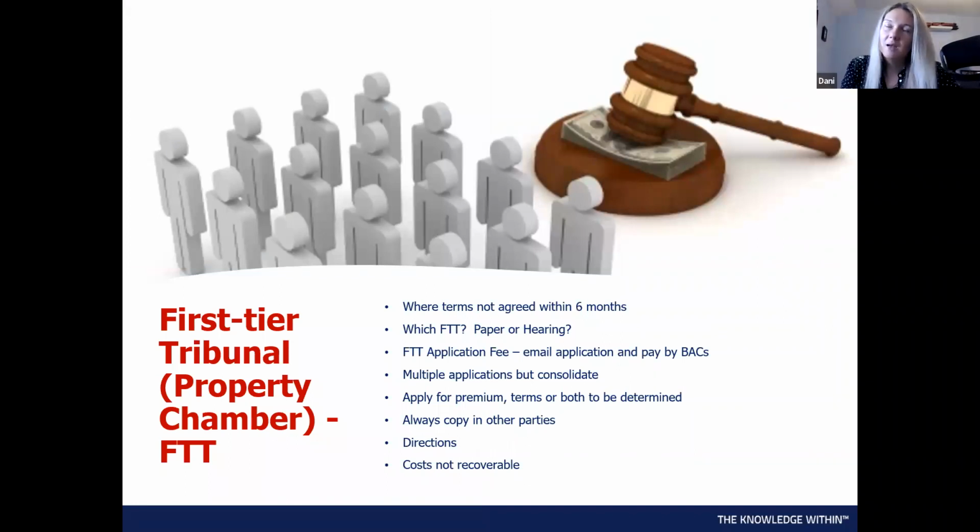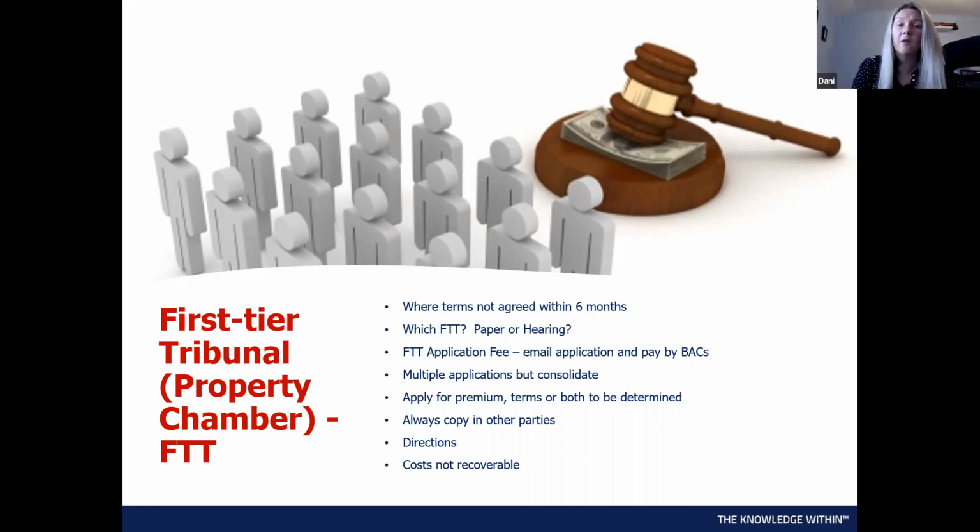So that's a step-by-step guide to a lease extension going quite swimmingly well. But obviously in the real world, some things don't always pan out as simple as you'd like them to. We've mentioned the first-tier tribunal and having to make an application if terms of acquisition haven't been agreed within that 6-month period. This doesn't happen all the time. I would say I probably have to make an application maybe 10% of the time when I act for tenants, perhaps even less than that at the moment.